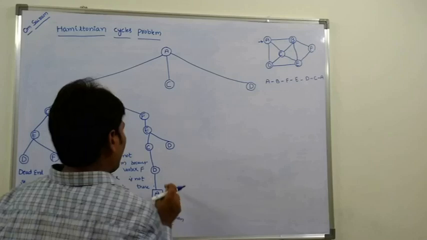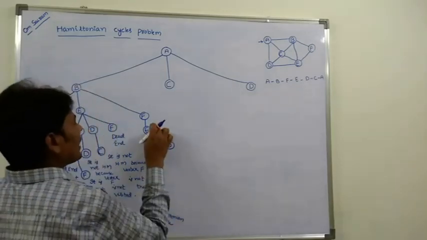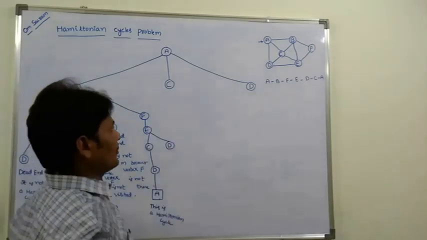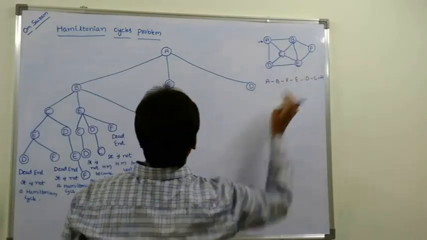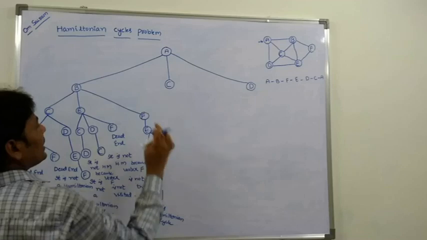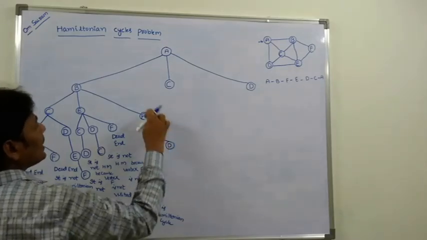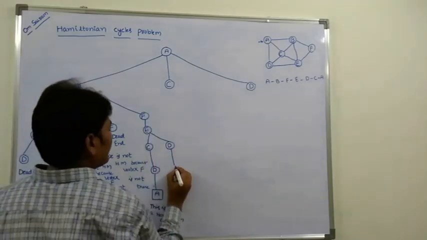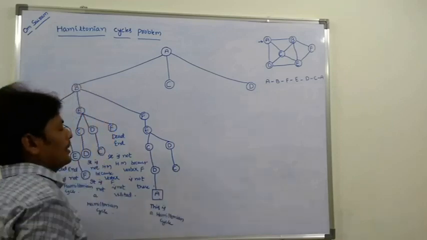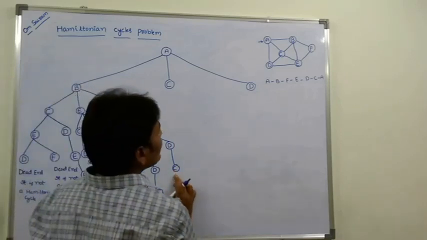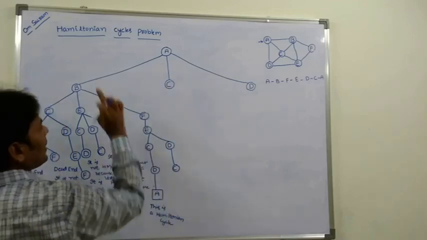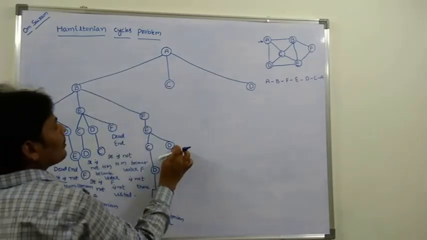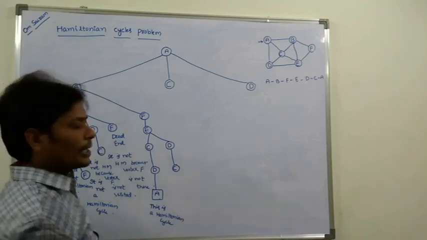Next, again we have to backtrack to C, backtrack to E. Next, consider vertex D. What are the adjacent nodes for vertex D? A, C, E. A is already completed, E is already completed, but C is not visited. Next, what are the adjacent nodes for C? A, B, E, D. A, B, E, and D are all already completed.